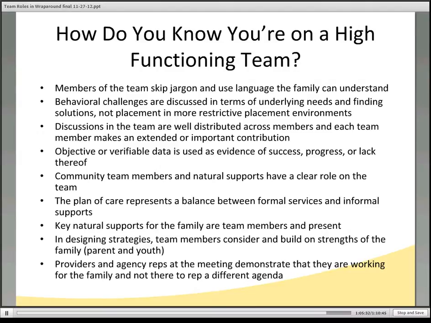language that the family might not understand. I like to say that your language needs to be simple enough for an 80-year-old grandma to understand it. And if you're on a high-functioning team, that's really the kind of language that you're going to hear within the team.